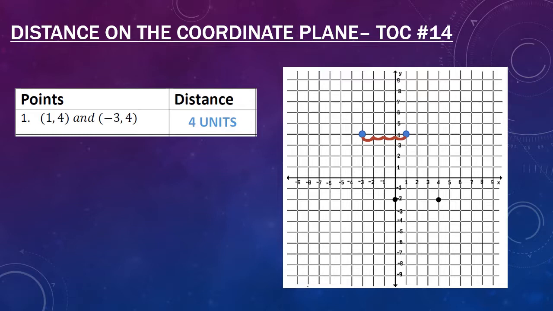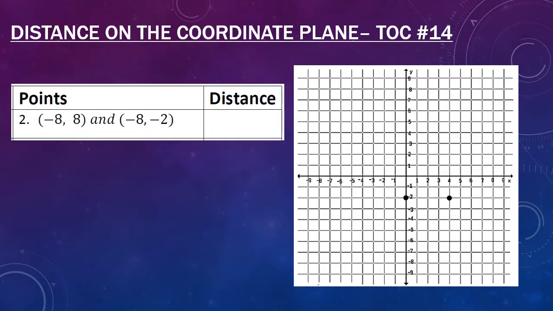Now, let me show you how to do it without the coordinate plane. Write down your coordinates, disregard the coordinate that is the same, which is our 4's. Then we're going to find the absolute value of the other ones remaining, which is 1 and -3. The absolute value of 1 is 1. The absolute value of -3 is 3. So 1 and 3, since they're on opposite sides of the axes, then I'm going to add them together, and that gives me 4 units as well. So you can find the distance either with the coordinate plane or without.